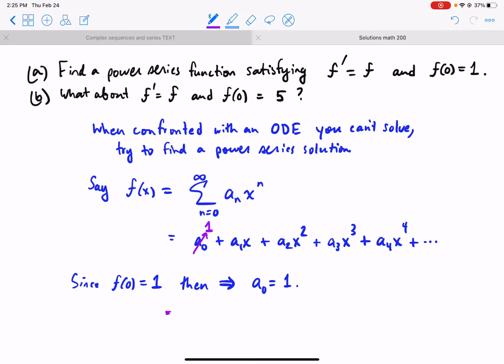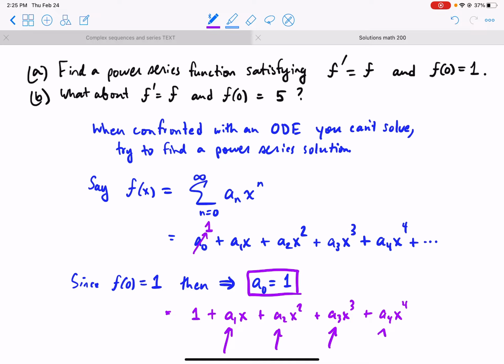Okay, so now we have 1 plus a1x plus a2x squared plus a3x to the third plus a4x to the fourth. How did we get 1? Well, we plugged in 0. This goes to 0, 0, 0, 0. Everything will go to 0. The only thing that remains is this, but we said this should be 1. Okay, so we have solved for a naught. Now, what about all these? We need actual numbers. If we're going to do computations, we can't have these infinitely many unknown variables.